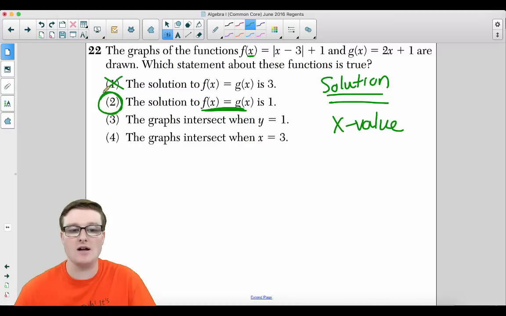The solution for this is 3? No, that's your y value. That's a common misconception that people make. The graphs intersect when y equals 1? Absolutely not. They intersect when y equals 3. And the graphs intersect when x equals 3? No, they intersect when x equals 1. So that's why choice 2 is going to be your answer.